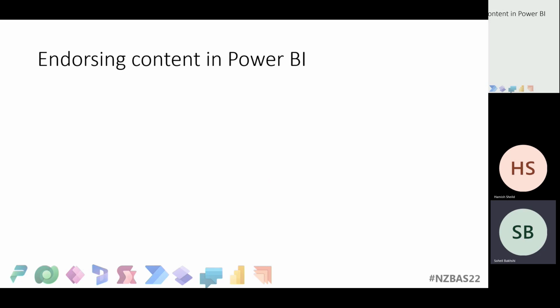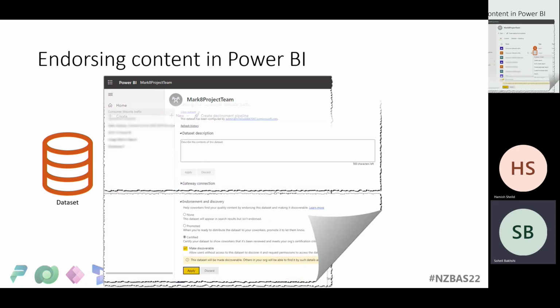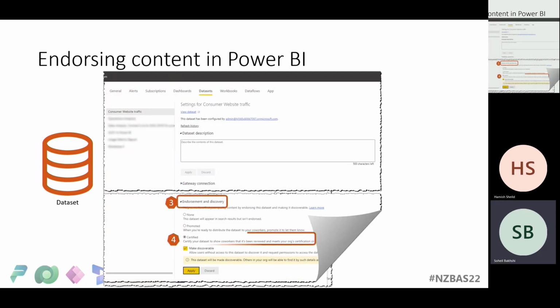Okay, now endorsing content in Power BI. Let's see how we can endorse a dataset. This is how you go to the workspace, and if you hover over the dataset, an ellipsis button shows up. You click on it and go to the settings. And from endorsement and discovery, you can certify it and you can make it discoverable for your audience.